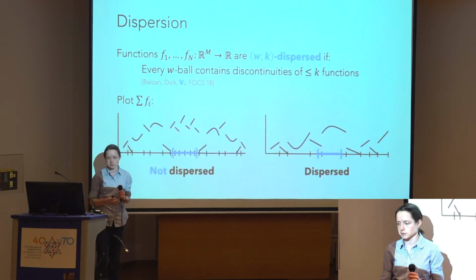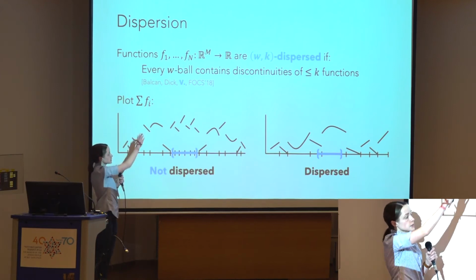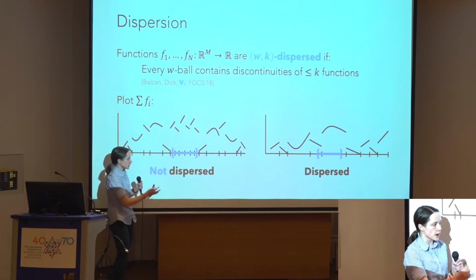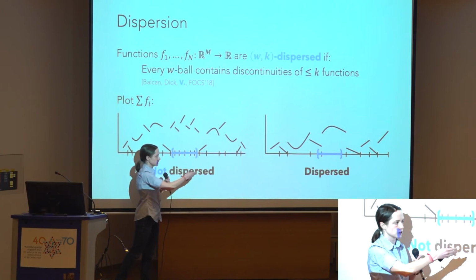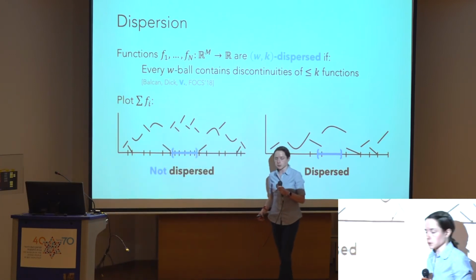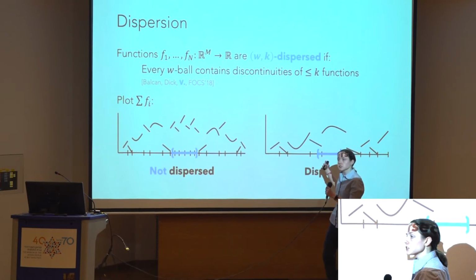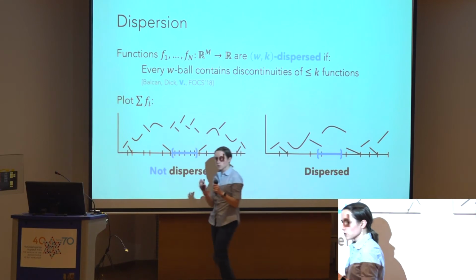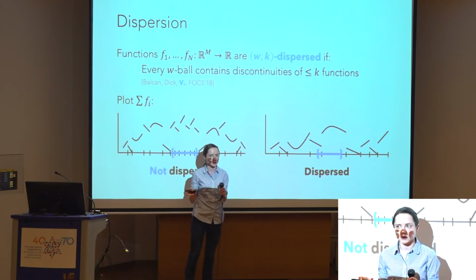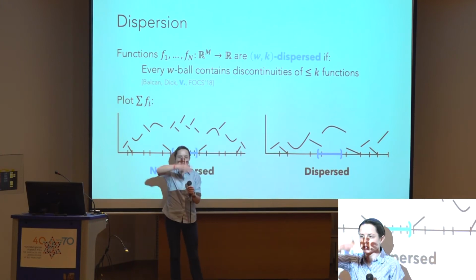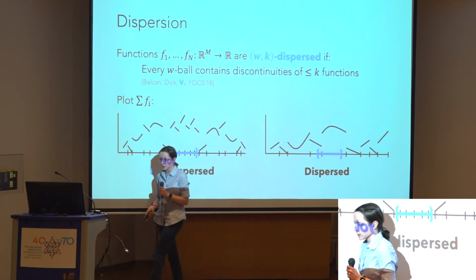So just to illustrate this pictorially, let's imagine plotting the sum of these functions. If the functions are not dispersed, then there's some interval that contains many of the functions' discontinuities. But if they are dispersed, then for every interval in their domain, that interval contains few discontinuities. So if our utility functions are well dispersed, this takes care of this issue of a lot of discontinuities falling in some interval and the utility functions being very volatile.